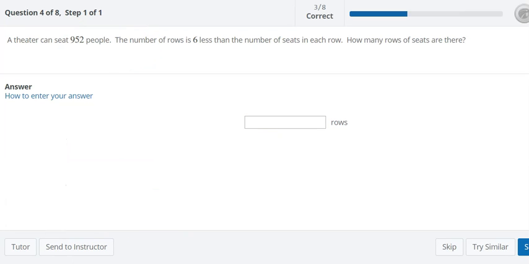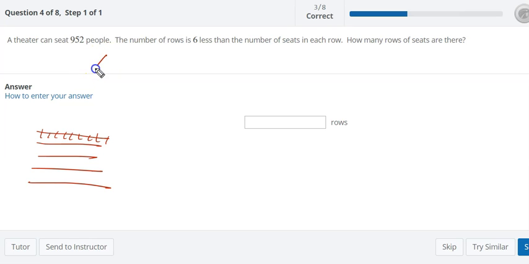All right, this is a very typical one that you're going to be getting. After reading it carefully, see if you can come up with an equation. So again, there are these rows in a theater, and there's so many seats in each row. So how many more seats are there than rows? Well, the number of rows is 6 less than the number of seats. So in a sense, there are 6 more seats in each row than the number of rows.